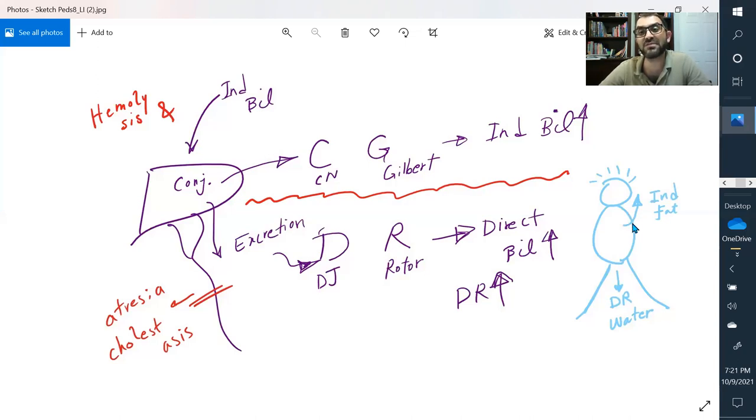Can indirect make my urine dark? Yes, it can, indirectly. Indirect doesn't go to the urine, correct. It's not even water soluble, that's correct. But it can make my urine indirectly dark. How? Hemoglobinuria. So far, so good?